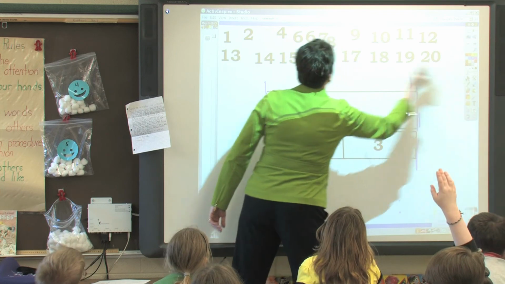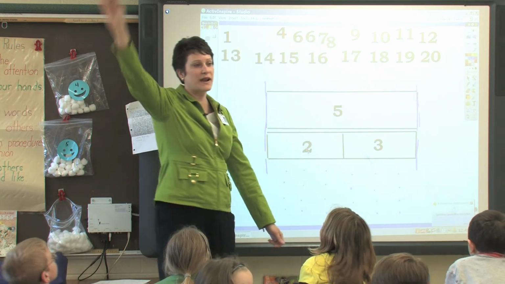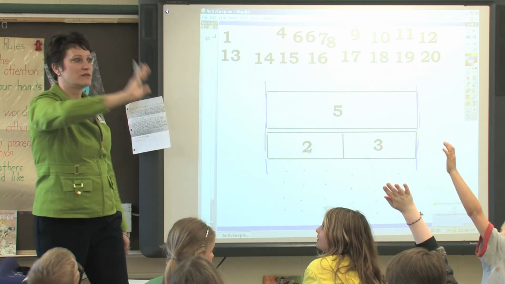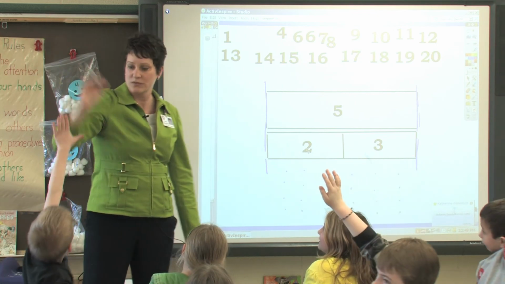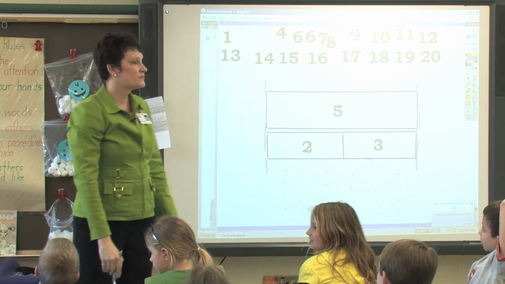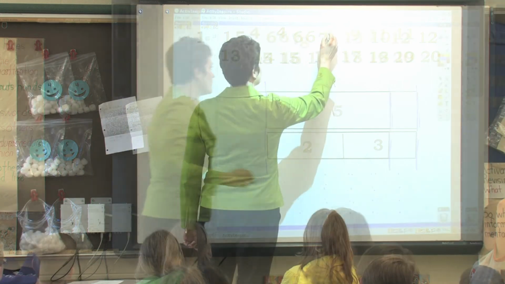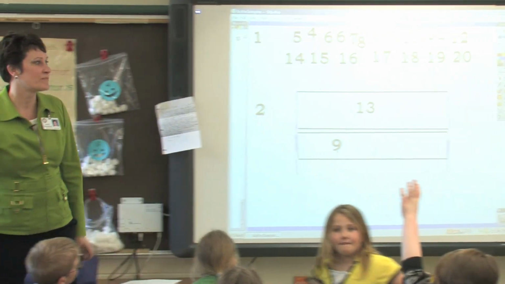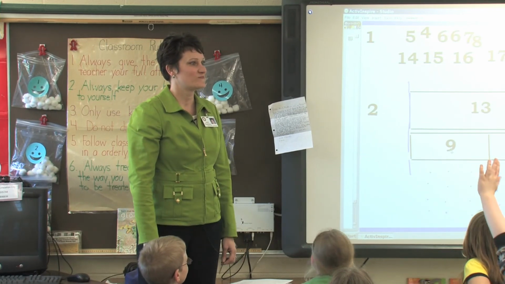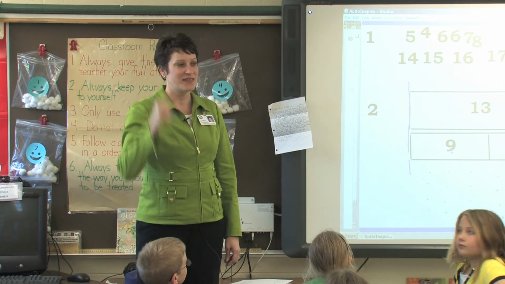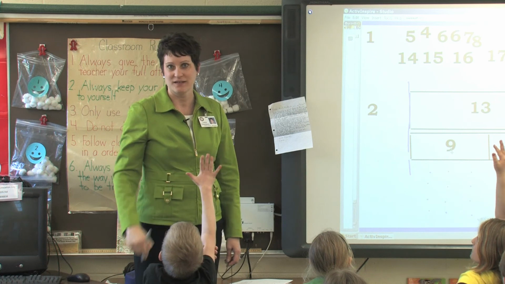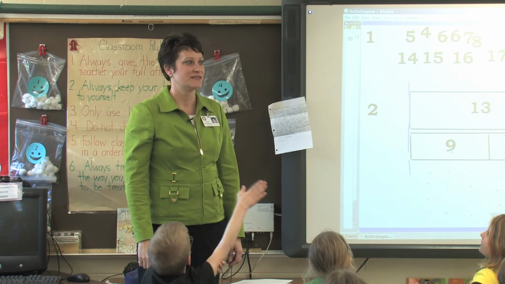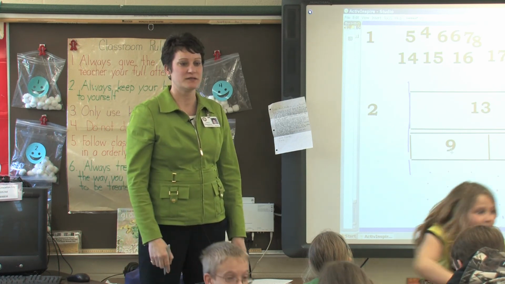You count 3 up. How'd you get 2? Because 2 plus 3 is 5. Think first. Whisper it to your partner across.